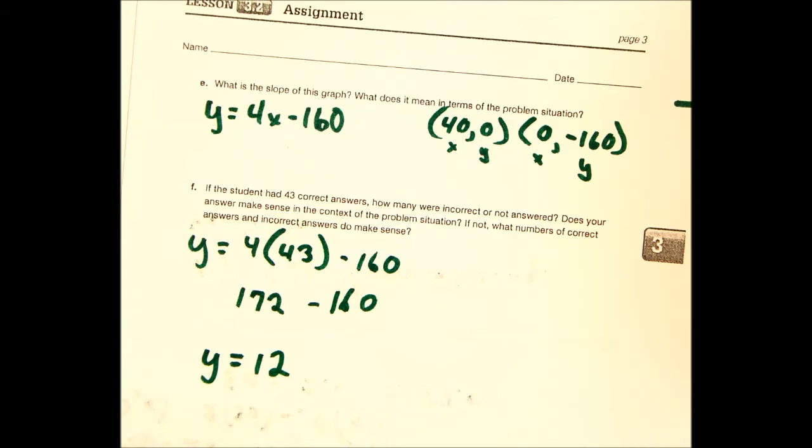So I'll try that again. When you have the slope of 4, it means that every additional correct answer, the number of incorrect answers will go up by 4 in order to still have an 80 on the test.